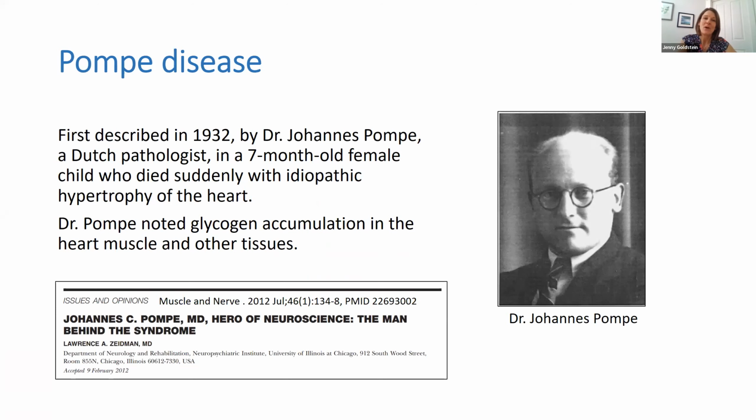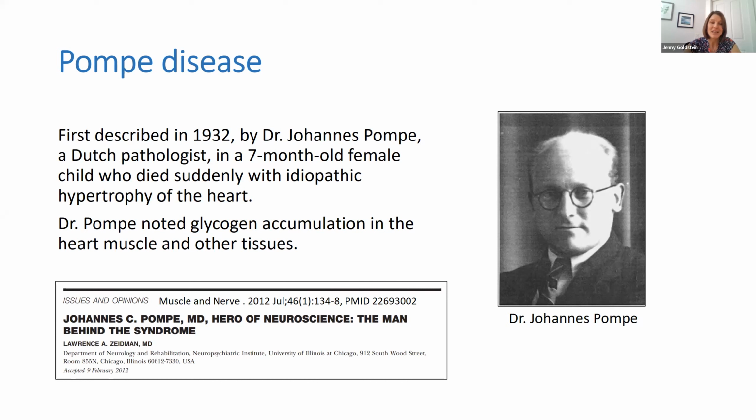So for some background on Pompe disease, this disorder was first described in 1932 by Dr. Johan Pompe, who was a Dutch pathologist. And he described a 7-month-old baby girl who had died suddenly with idiopathic hypertrophy of the heart. So she had this enlarged heart of unknown cause. And what Dr. Pompe noted was there was glycogen accumulation in the heart and other tissues.